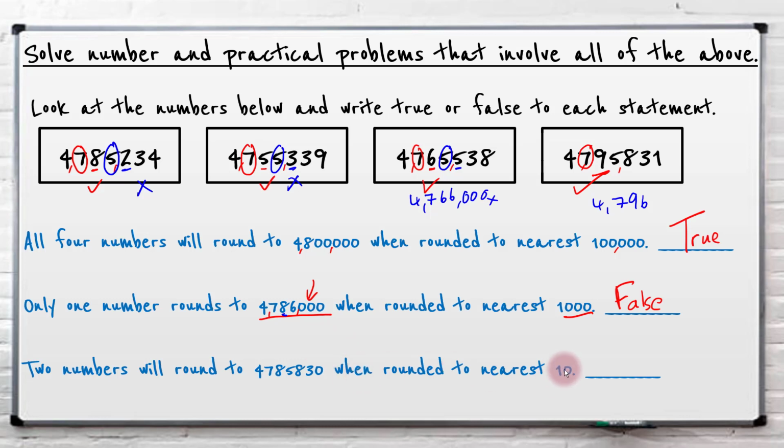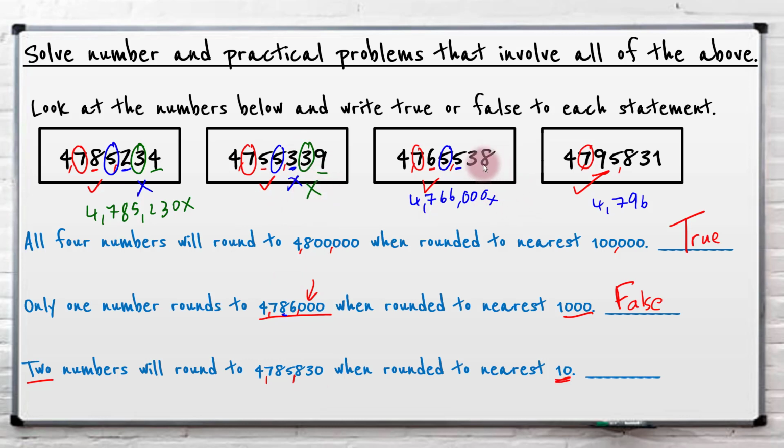Now we've got rounded to the nearest 10. What is it? We have got 4,785,830. So let's have a look and see which ones potentially. It says two numbers. So different color. The 10s is here, and this will round off. So it'll be 4,785,230. That one doesn't work. Let's see. 10s, this will round up and it will become 40. So that one's not going to work.